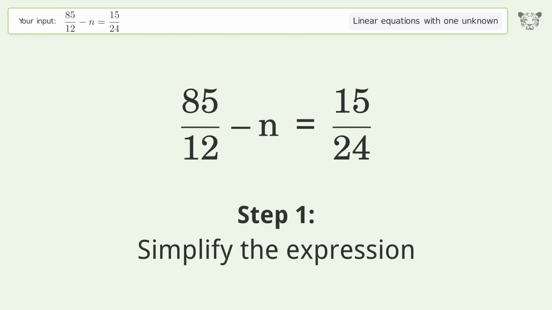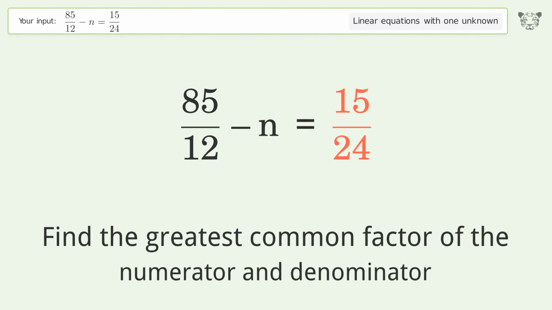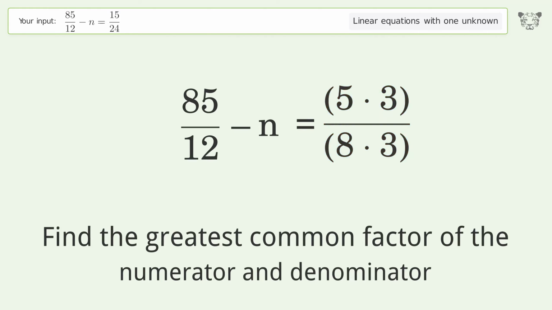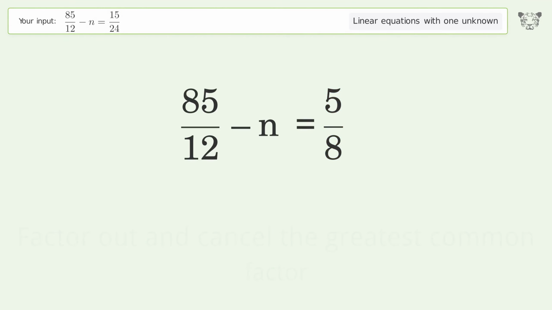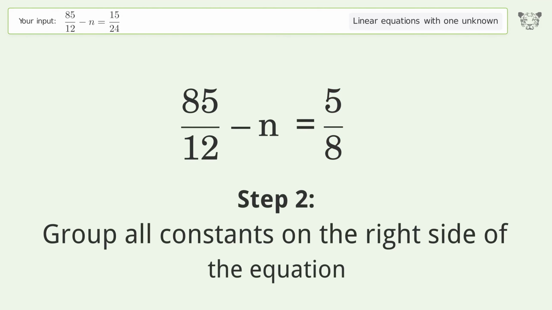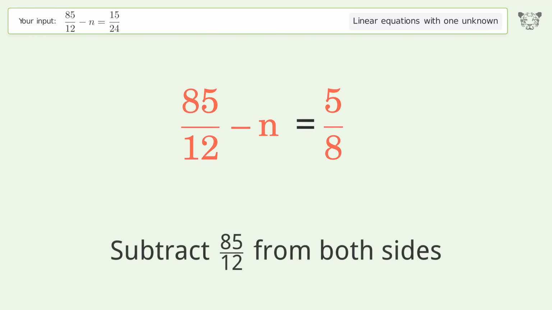Simplify the expression. Find the greatest common factor of the numerator and denominator. Factor out and cancel the greatest common factor. Group all constants on the right side of the equation. Subtract 85/12 from both sides.